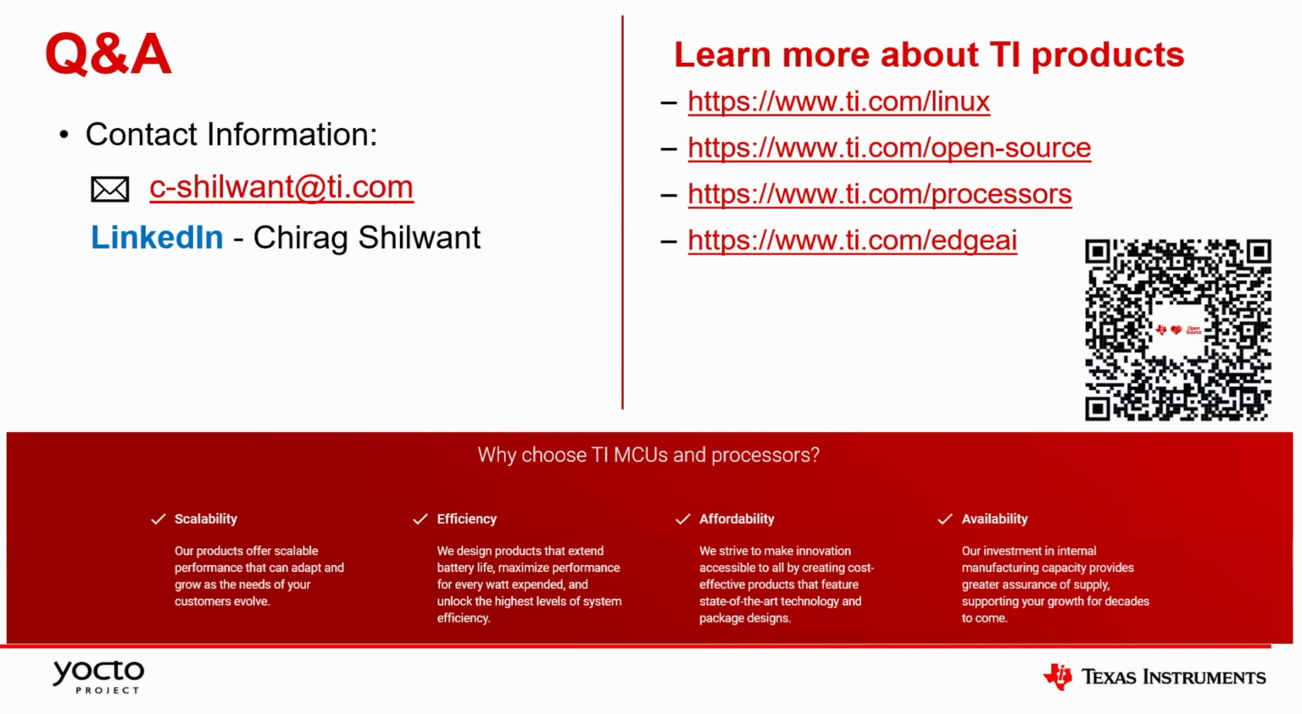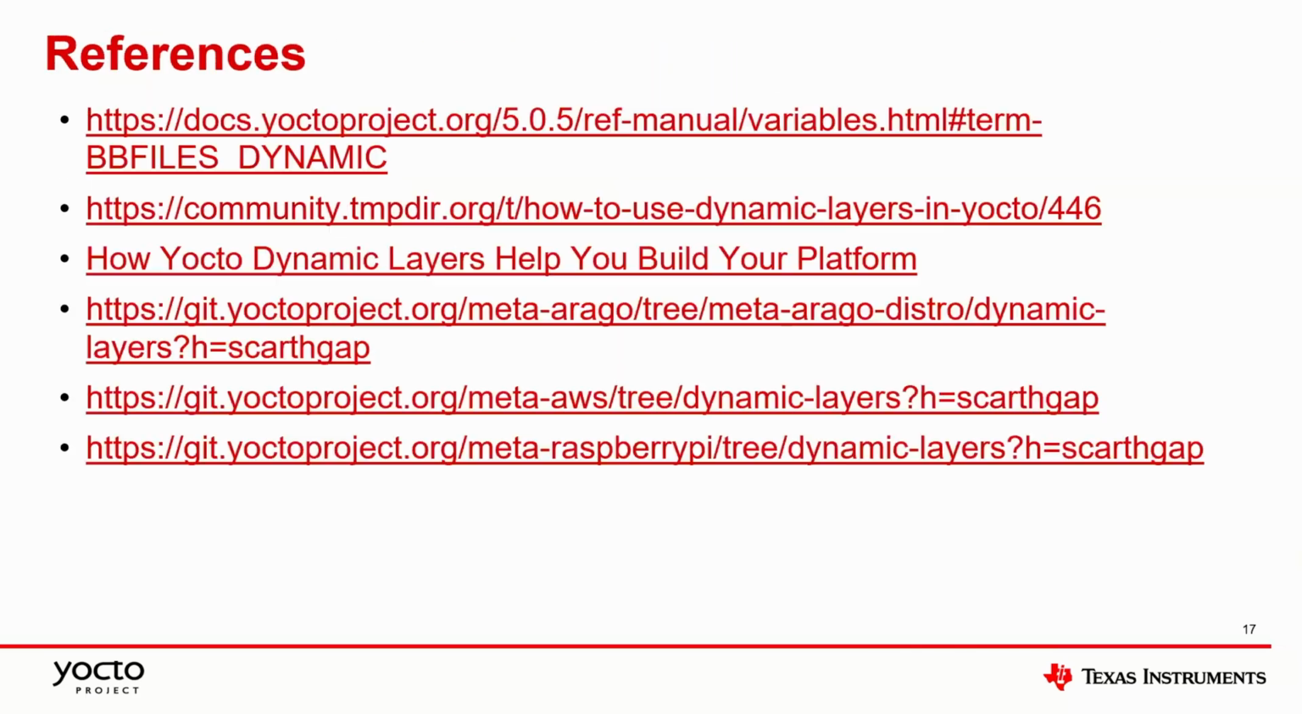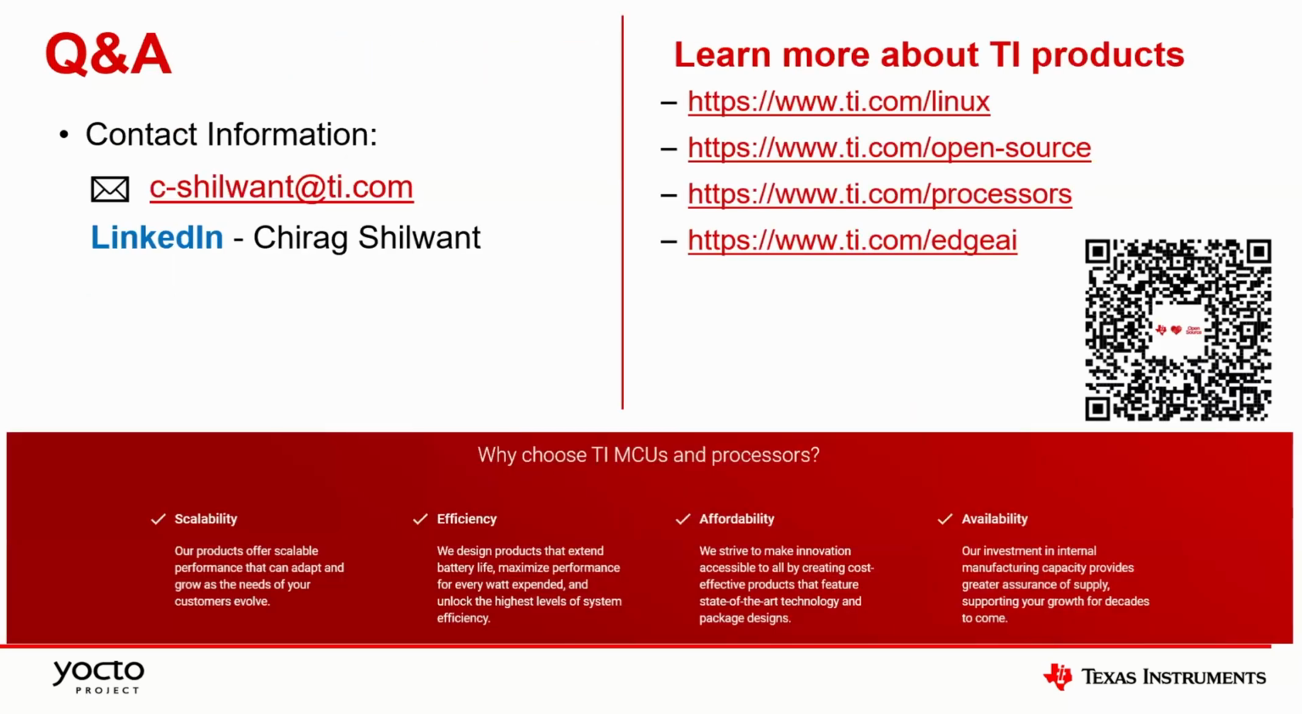So is there a way to use dynamic layers but include stuff only in case more than one layer is present in the layer collection? Yeah, we can do that. I guess I have included that in my references. I will include a few references in the chat as well, with which you can implement that.